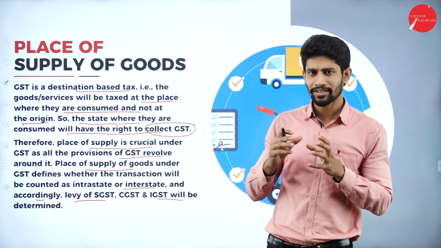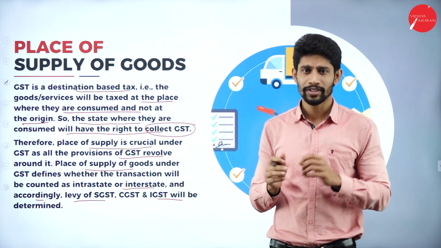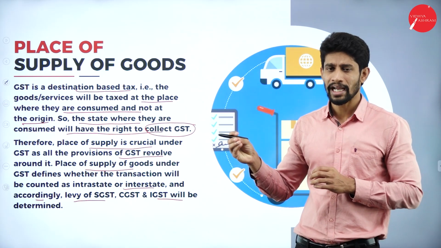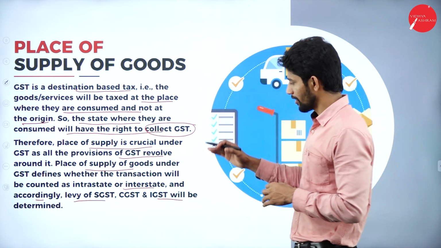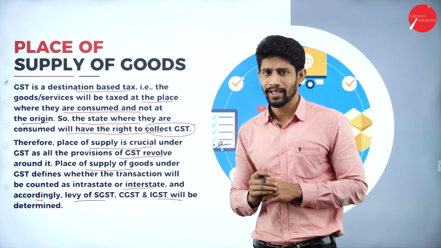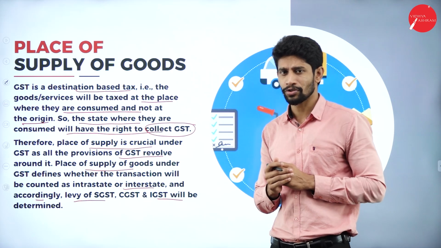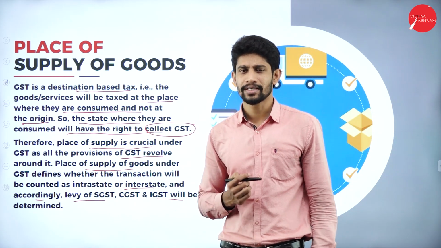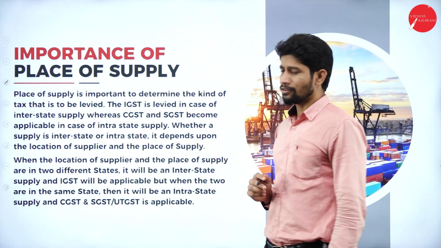That means whether the transaction is happening between the states or within the state. So the place of supply determines whether it's an intrastate supply or an interstate supply, and it also gives you a hint about what type of tax is applicable, whether CGST, SGST or IGST is applicable. Here the place of supply is a very important factor, where the tax will be collected in the place where the products are consumed. By the place of supply you will get to know whether it's an intrastate supply or interstate supply, and what kind of GST is applicable, whether CGST, SGST or IGST. Importance of place of supply.